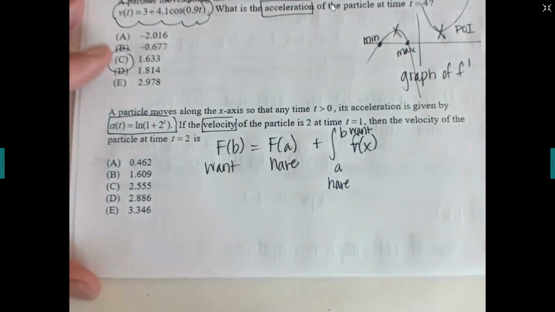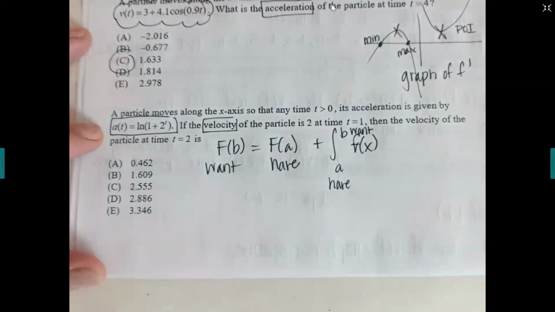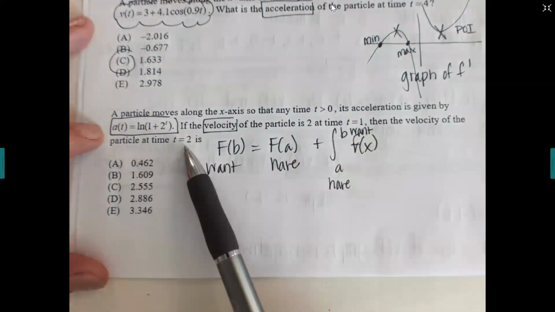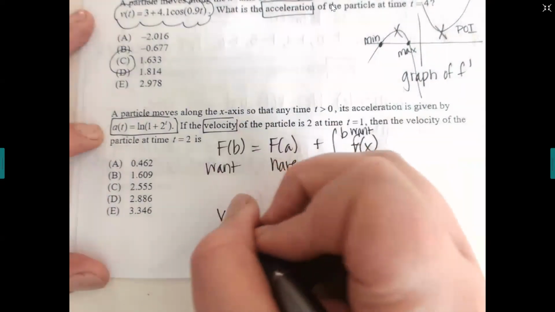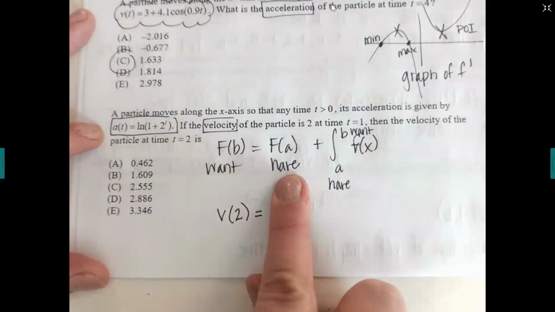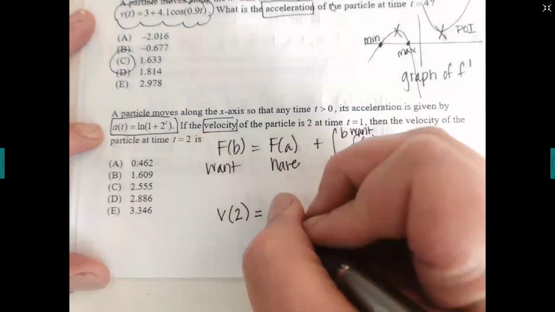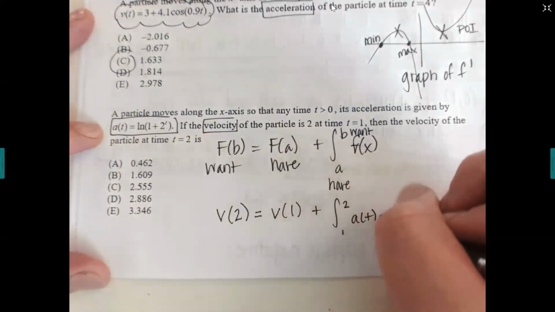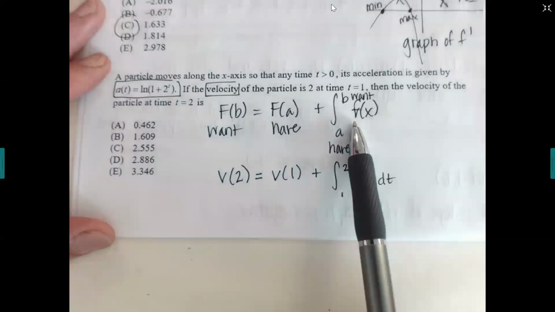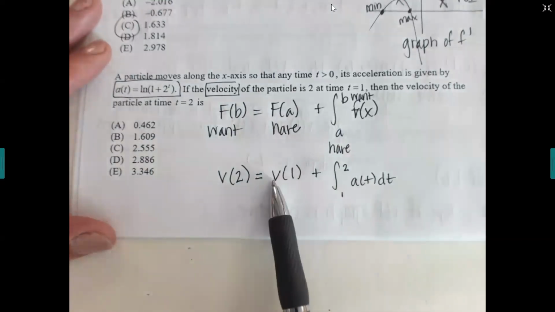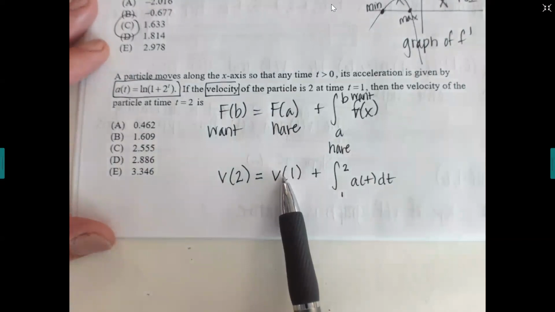We have the acceleration, but what do we want? The velocity at 2. When do we know the velocity already? When do we already have it? The velocity at time 1. And then I'm going to integrate from 1 to 2 to see how much it changed. And then remember, how do I get from little f to capital F? I take an antiderivative. How do I get from acceleration to velocity? Antiderivative.